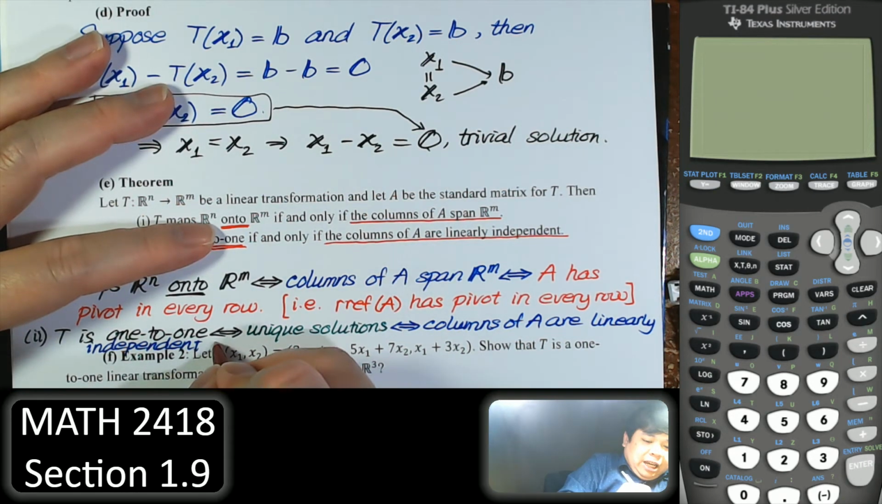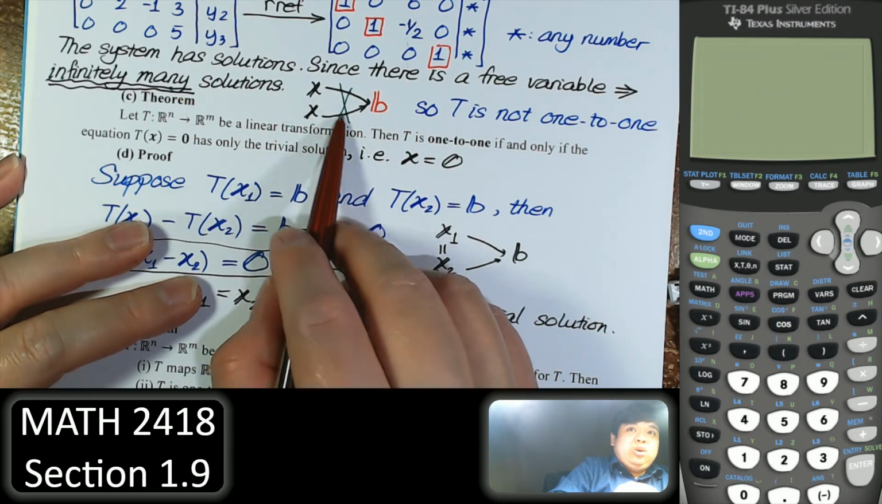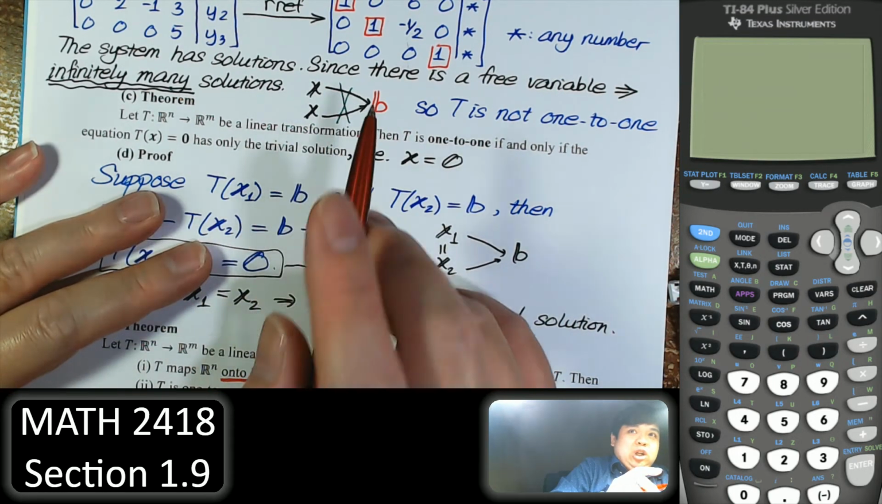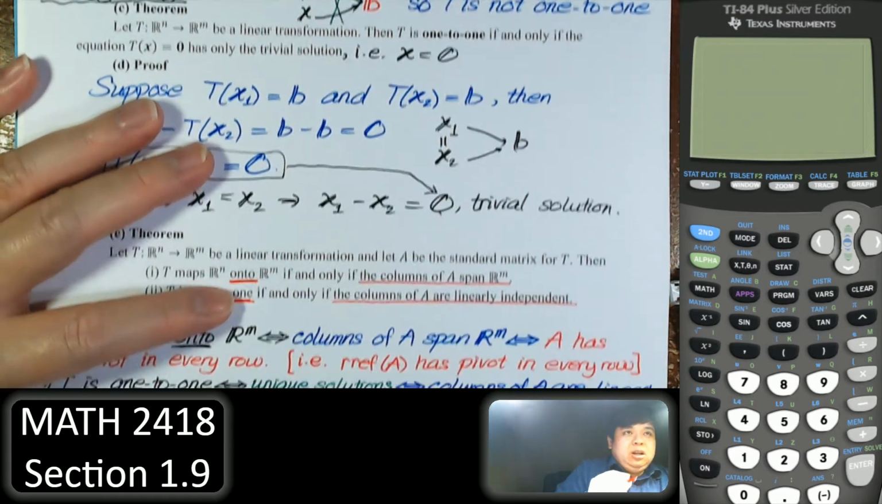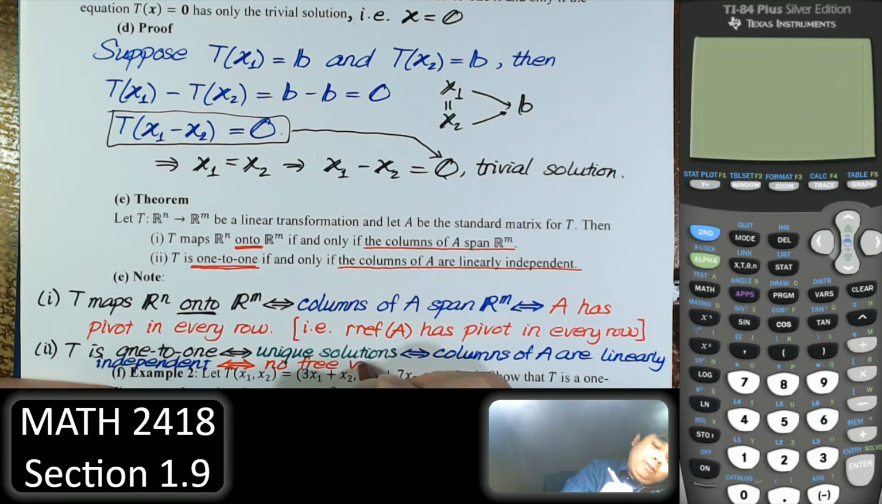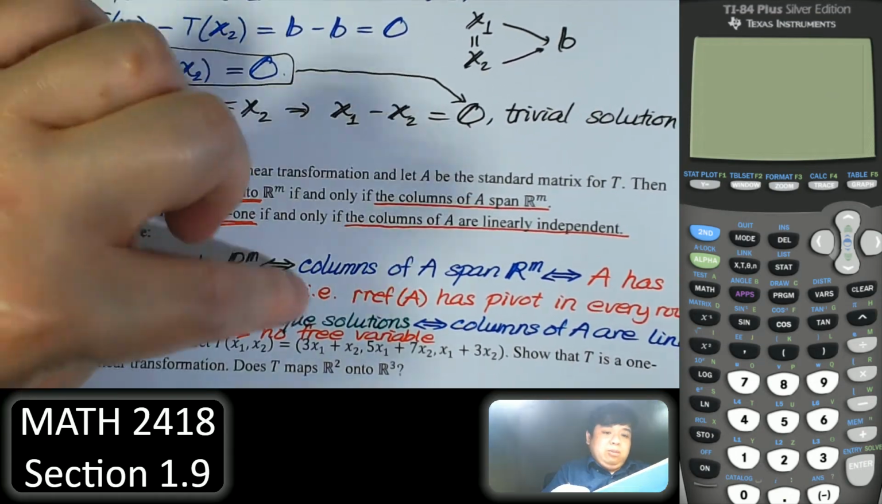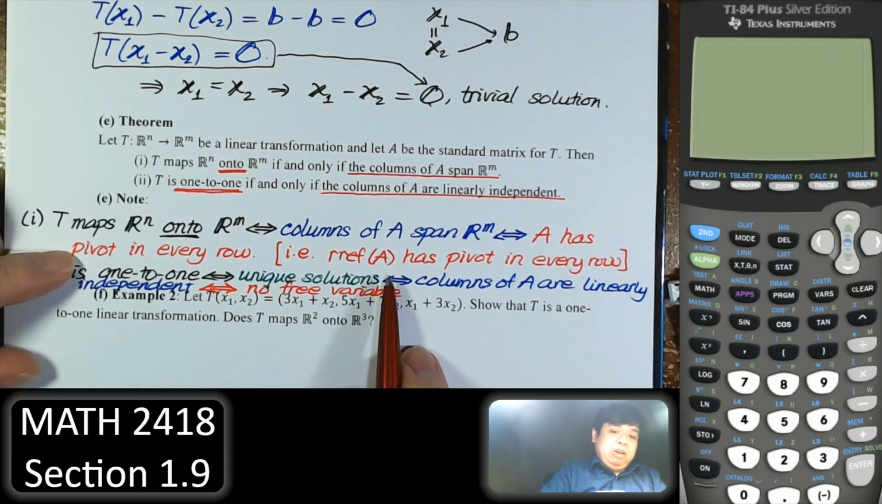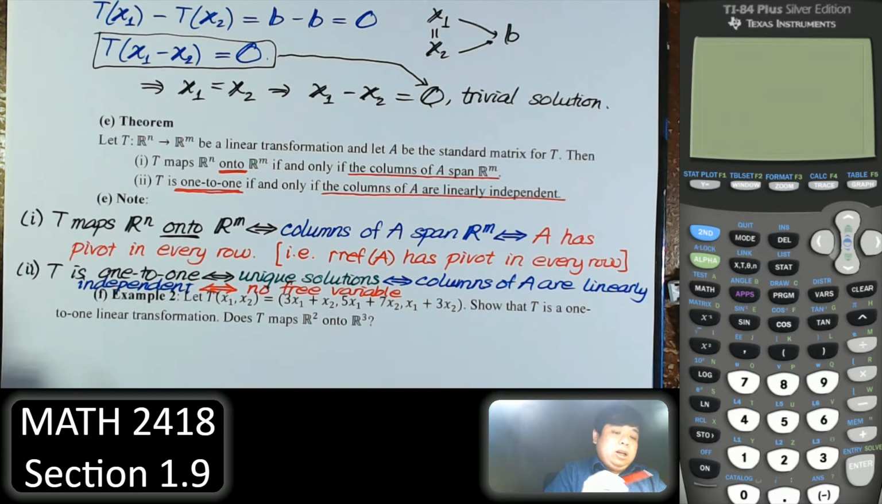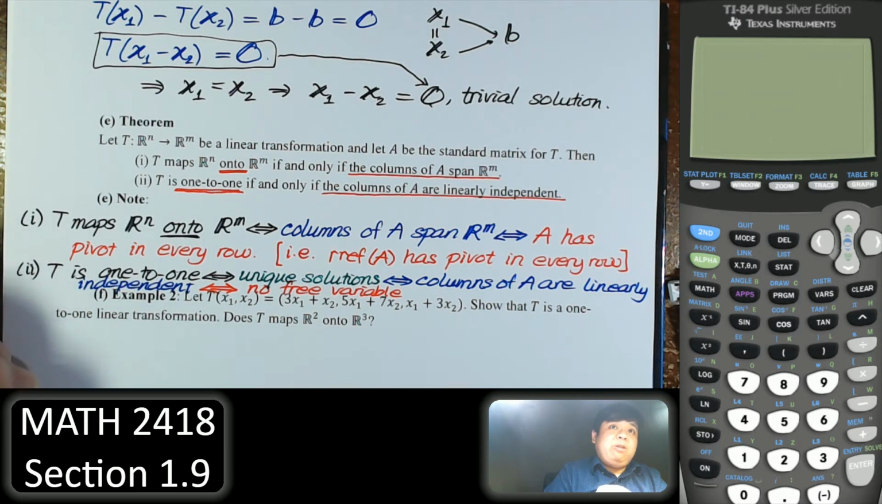Most importantly, if the solutions are not unique, this is not one-to-one. If we want the unique solution, a unique solution cannot have a free variable in it, so there will be no free variable. Right. So these are the equivalents: onto means the columns span, meaning that we have a pivot on every row. One-to-one means there is a unique solution, the columns are linearly independent, and we cannot have a free variable.